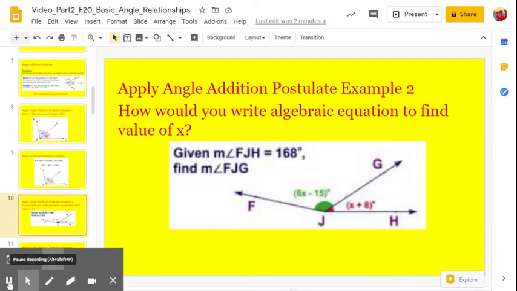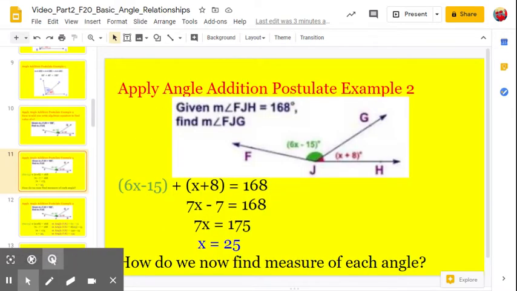All right, so on some algebra here. Can you write me an algebraic equation to find the value of x in this problem? It says, given the measure of angle FJH, that's this entire angle, is 168 degrees. Then they want you to find the measure of FJG. But for now, I want you to focus on how would you write the equation just to solve for x.